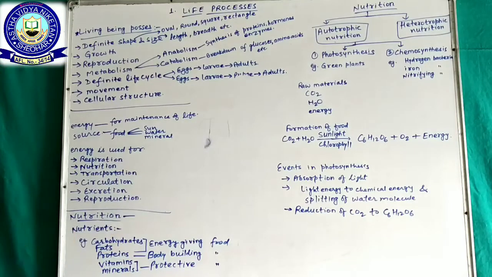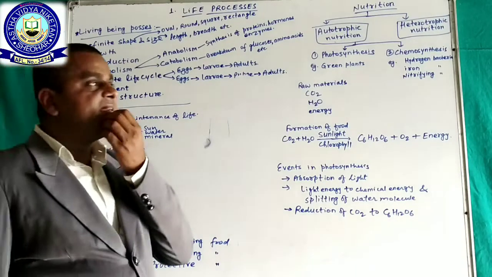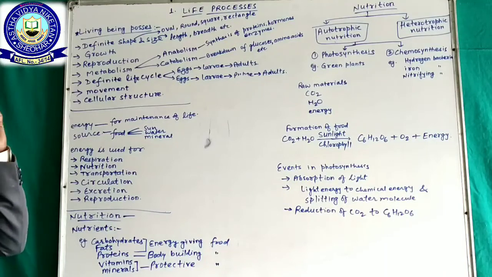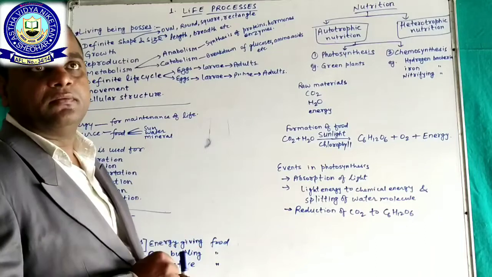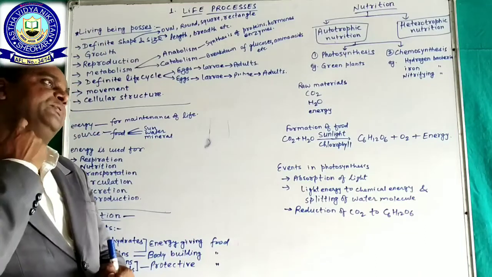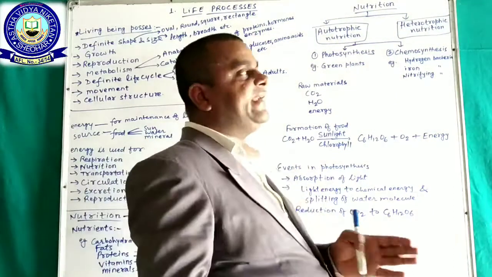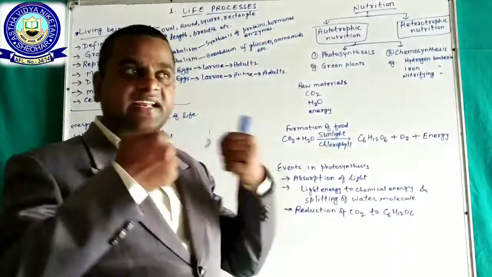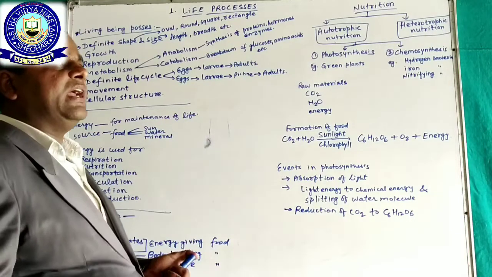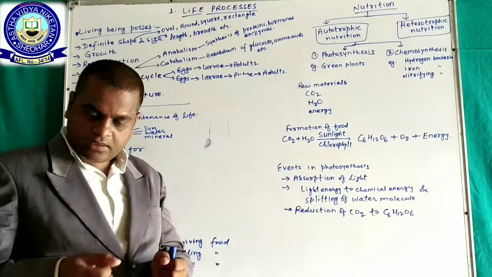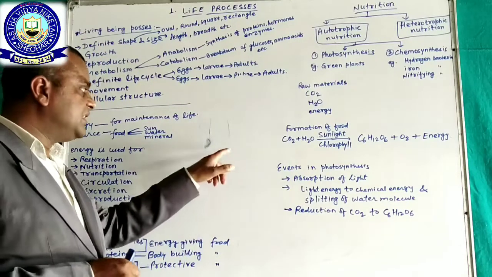That is called nutrients. Nutrients are of 5 types: carbohydrates, fats, proteins, vitamins, minerals. Carbohydrates and fats are called energy giving food. Means if you take food, in a very short period of time carbohydrate digests and gives you instant energy. Now proteins. Protein is called body building food. Proteins, as we know, there is a cell membrane.